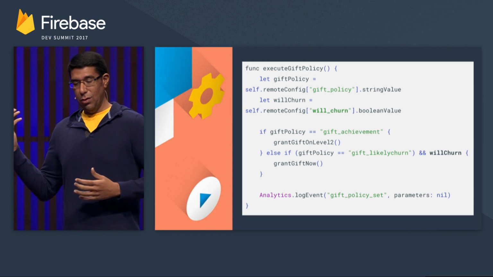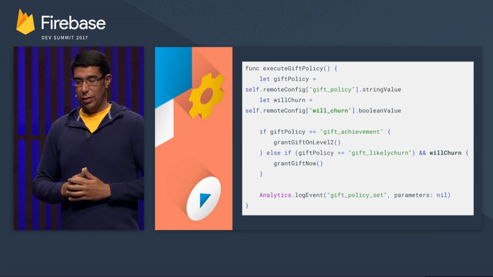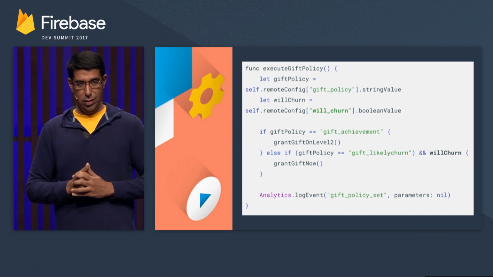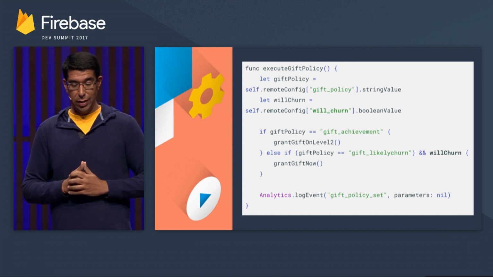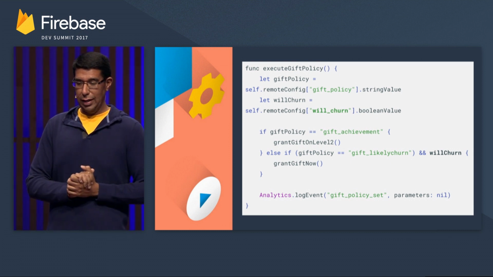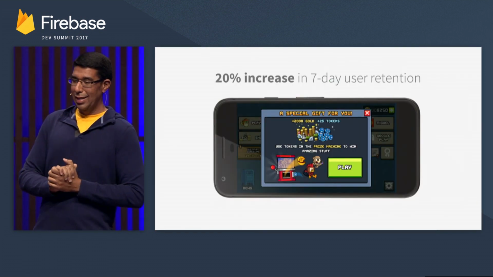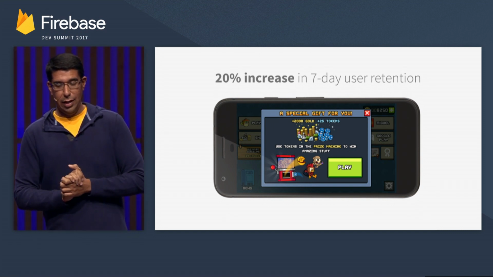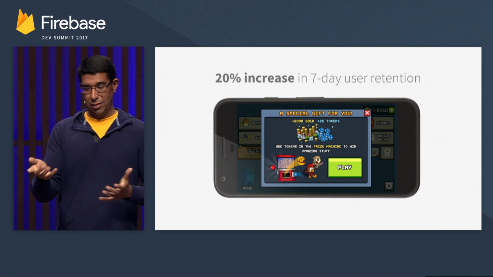And this is a code snippet from the client side. So as you can see, if the will churn parameter value is true, we are granting a gift. And that's something very similar to what Halfbreak did. What did it look like to the end users? Something like that. They see this nice banner to the users who are about to churn, and most likely these users click play because it looks very tempting.